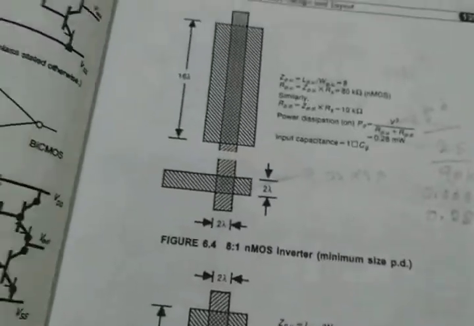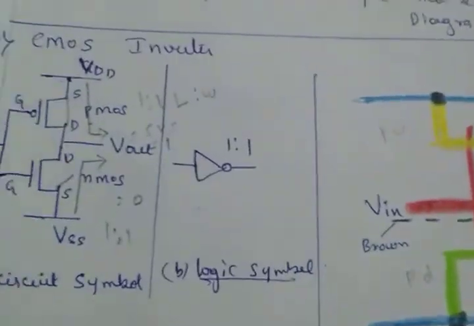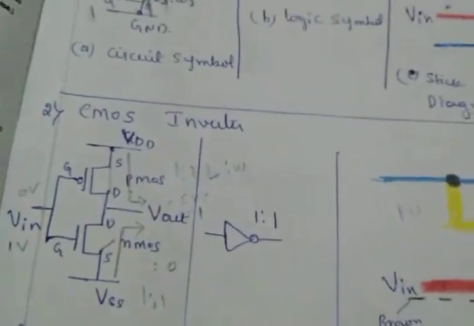So the next is CMOS inverter. Okay, so now I understood the nMOS inverter, right?